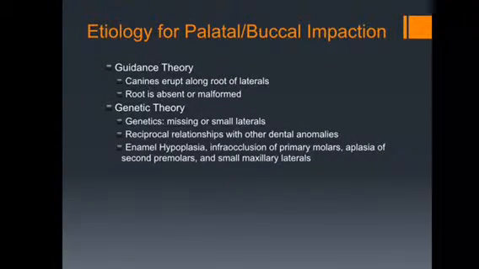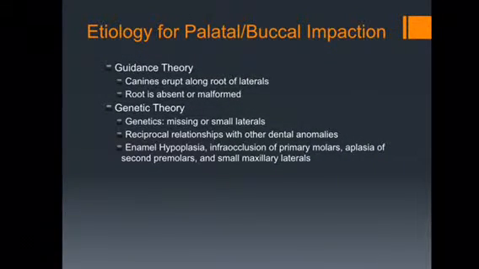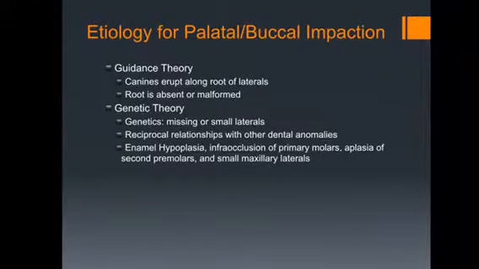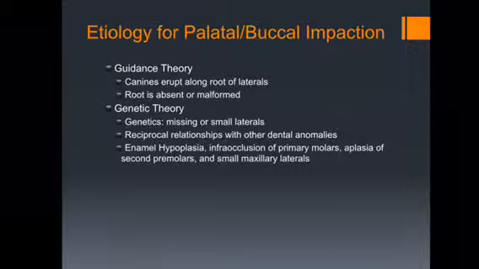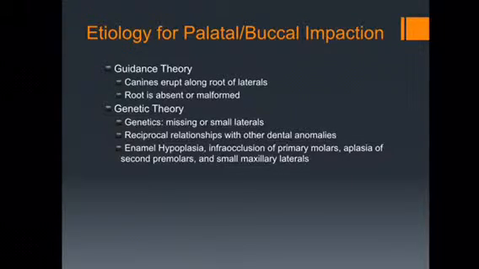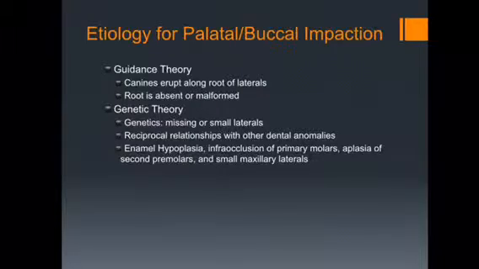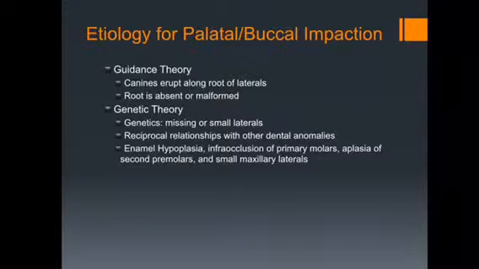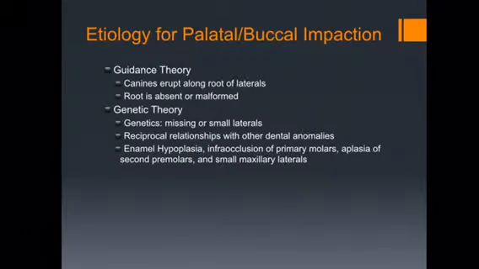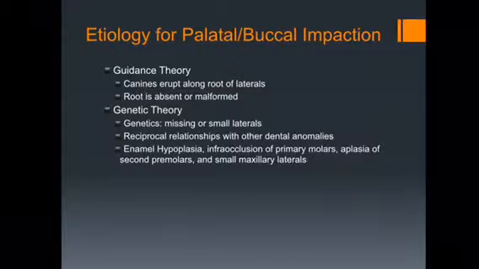And now, the two main theories of thought that I found throughout the research were the guidance theory and genetic theory. With guidance theory, it's basically stating that the canines erupt along the root of the lateral incisors, and the root is either absent or malformed, thus causing an impaction, delayed eruption, etc. Pretty much basing it off of the laterals themselves as the main cause of the impaction.